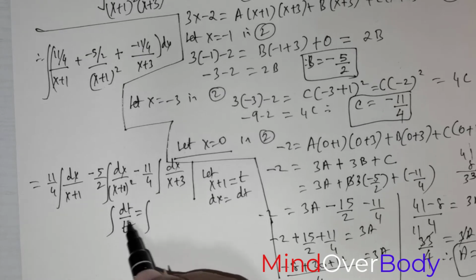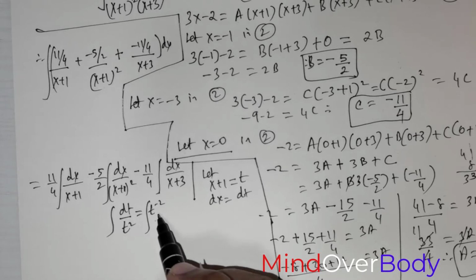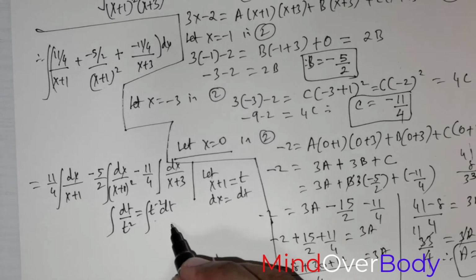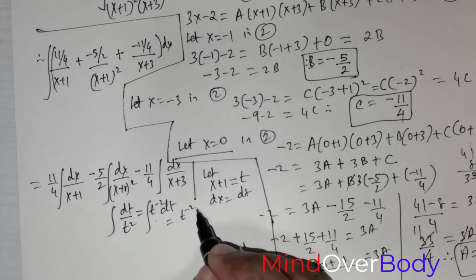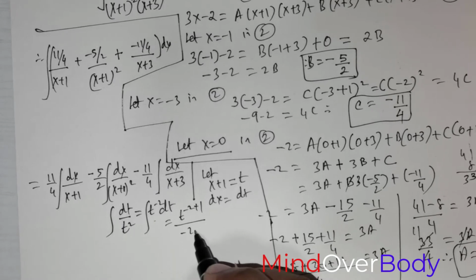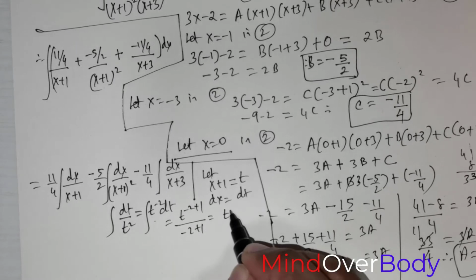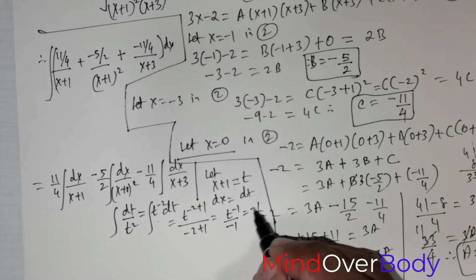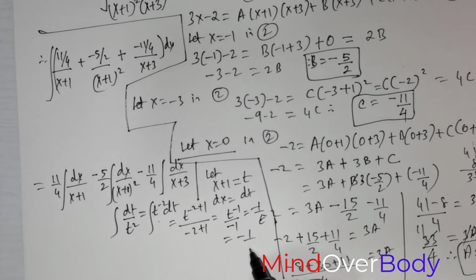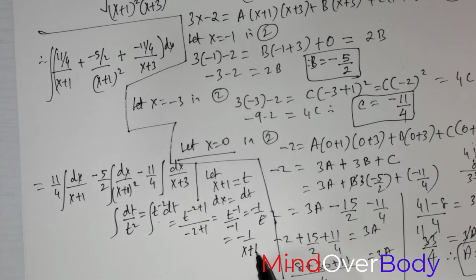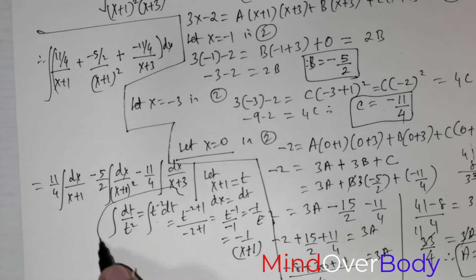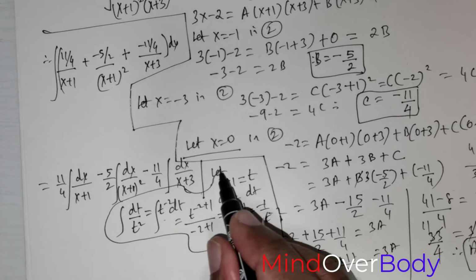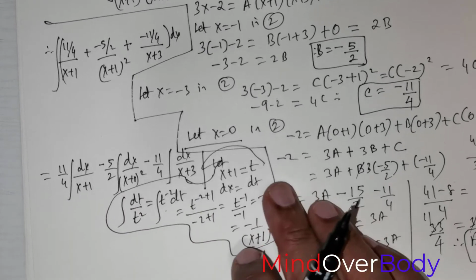So if I were to push this t squared to the numerator, it is going to be t raised to the power of negative 2 dt, and I integrate this, I get t raised to the power of negative 2 plus 1, which is t raised to the power of negative 1 divided by negative 1, which is 1 over t with a negative sign, which is nothing but negative 1 over x plus 1. So this is what we will get if we make the substitution in this fashion to integrate this quantity.